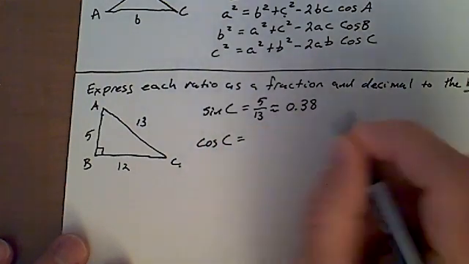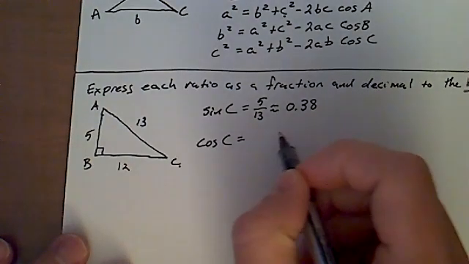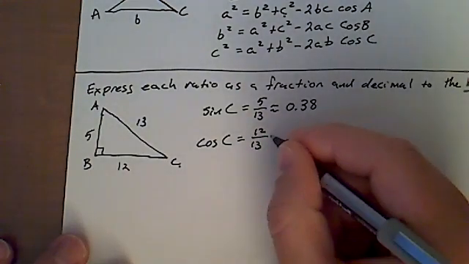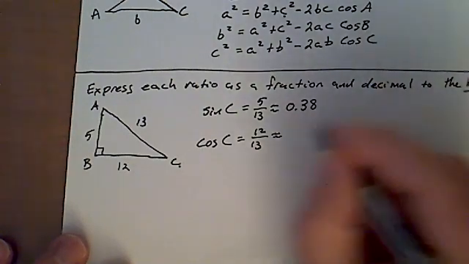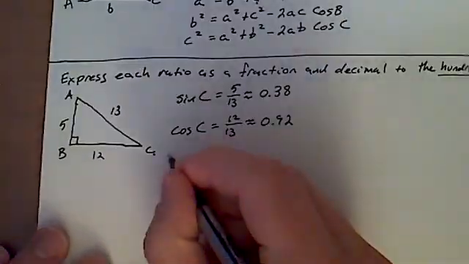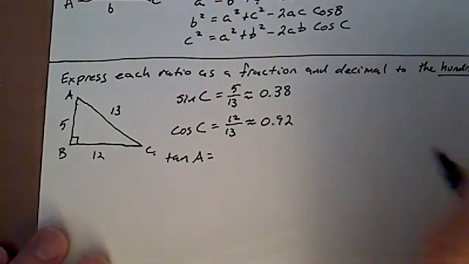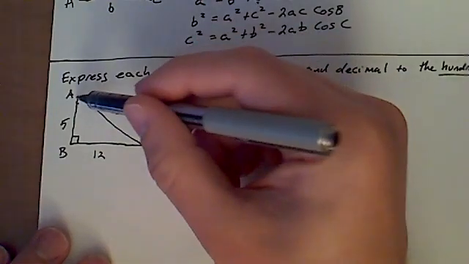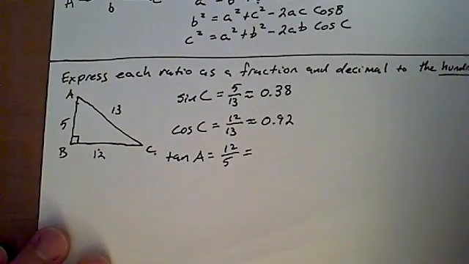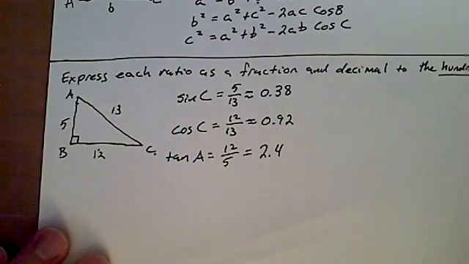If I ask for the cosine of C, cosine is adjacent over hypotenuse, that's 12 over 13. Right? And that is about 0.92. Or I could also ask for the tangent of A, just to make it interesting here, right? The tangent of A is the opposite over the adjacent, that's 12 over 5. This time it's not about equal to, it is actually exactly 2.4. And so we can leave it like that.